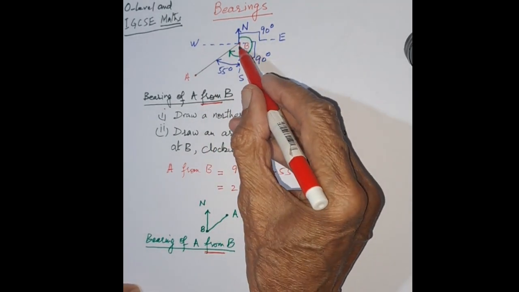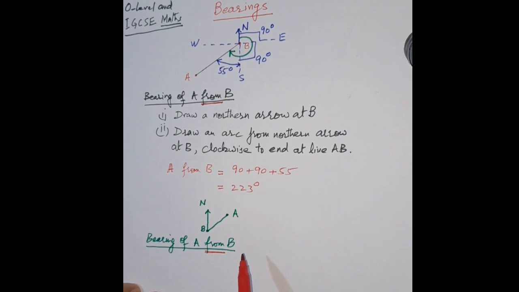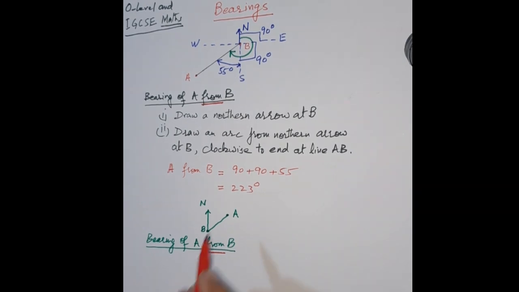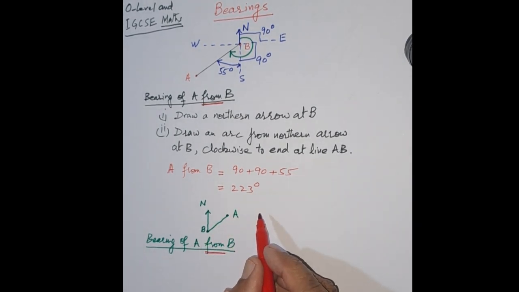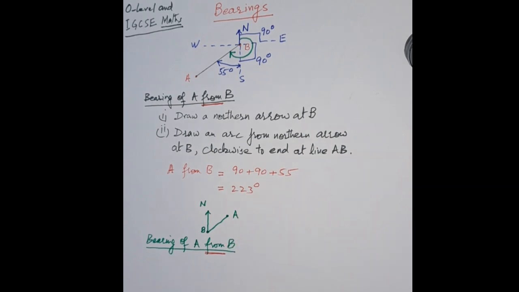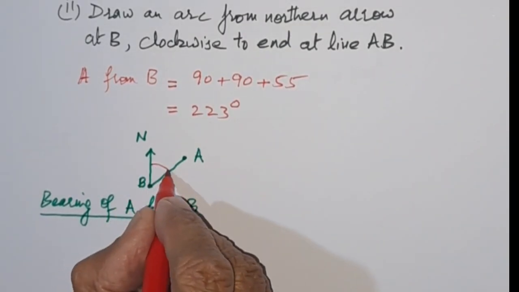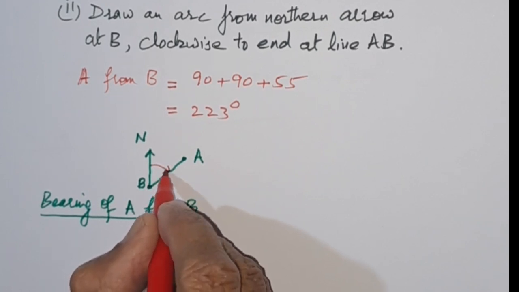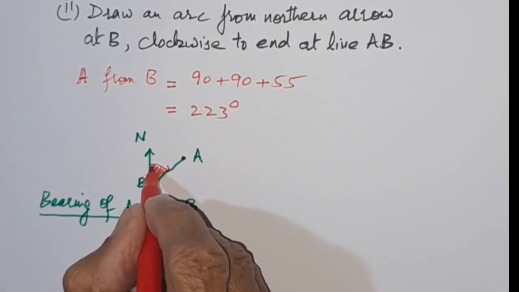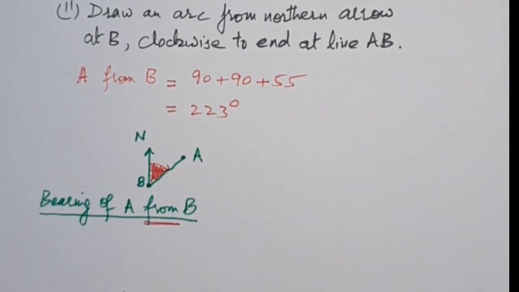It is not necessary that this point will always be B. I have written them like that. It could be any angle, any point. For example, if you have to find the bearing of a point from O, then you will draw a northern arrow at O. That example I'll give you after this. Now you have to read this angle then. This angle will be bearing of A from B.